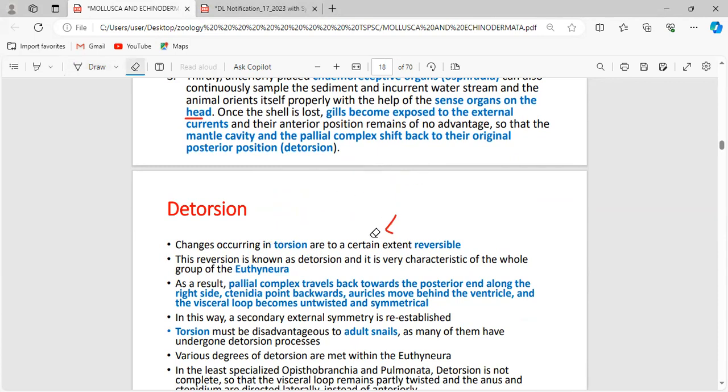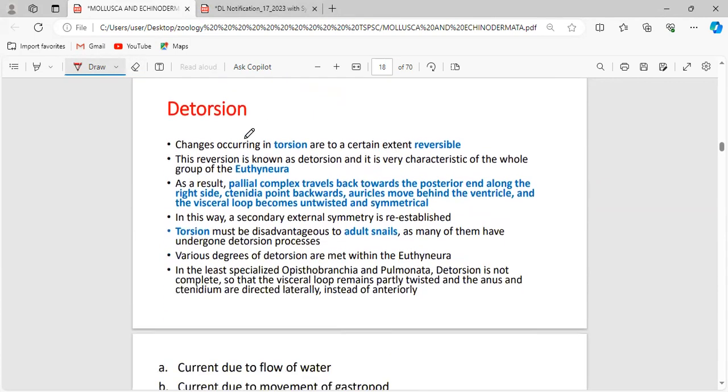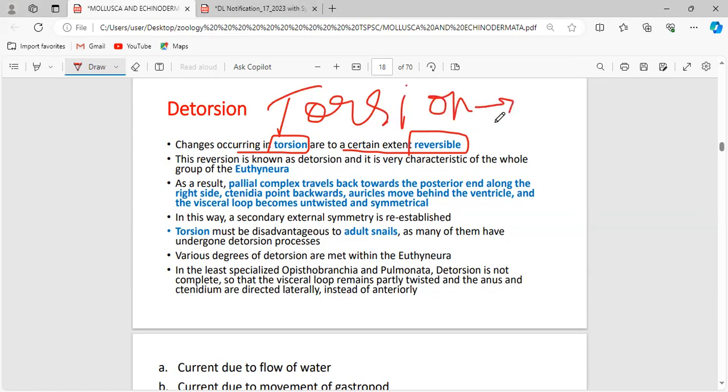What is that? Changes occurring in the torsion are, to a certain extent, reversible. So the question can be asked whether the process of torsion is reversible or not. And here is the answer. It is a reversible process. This reversion is said to be detorsion. It is a very characteristic feature of the whole group of Euthyneura.